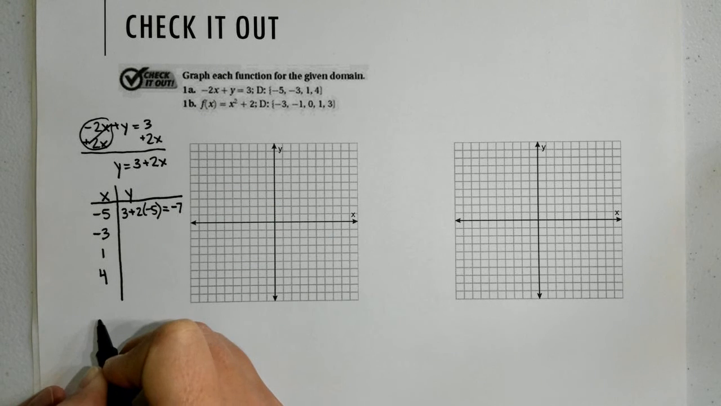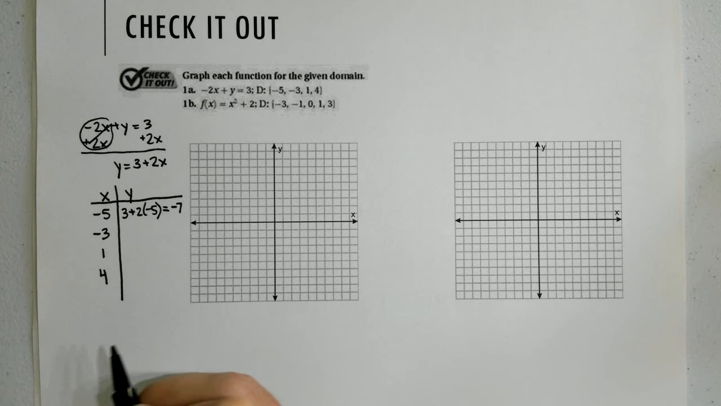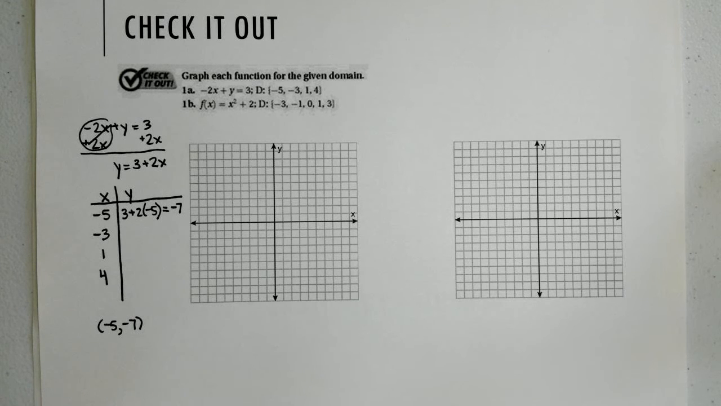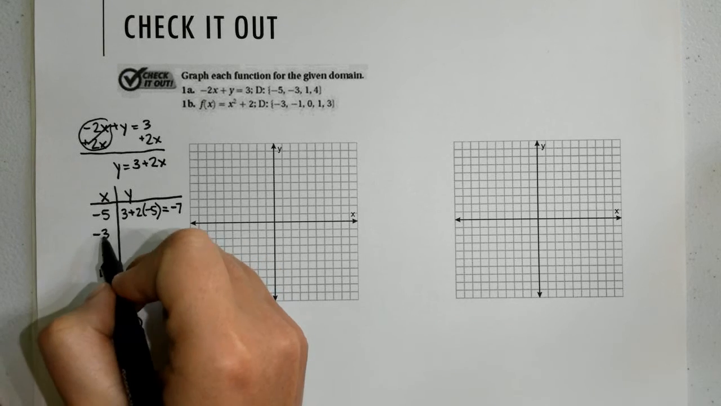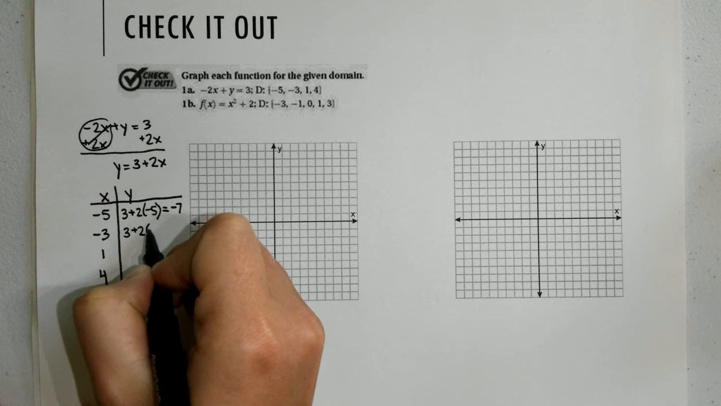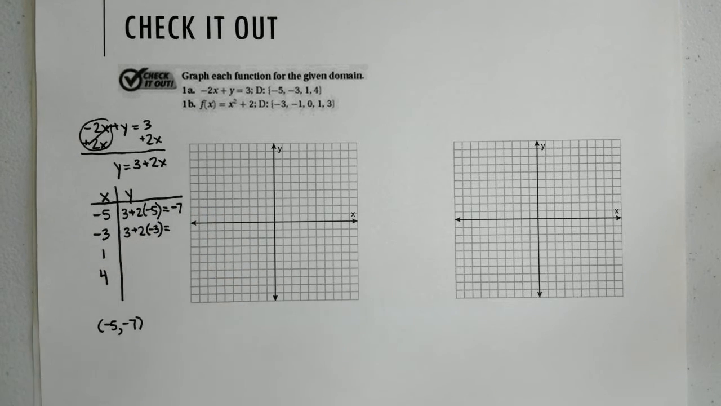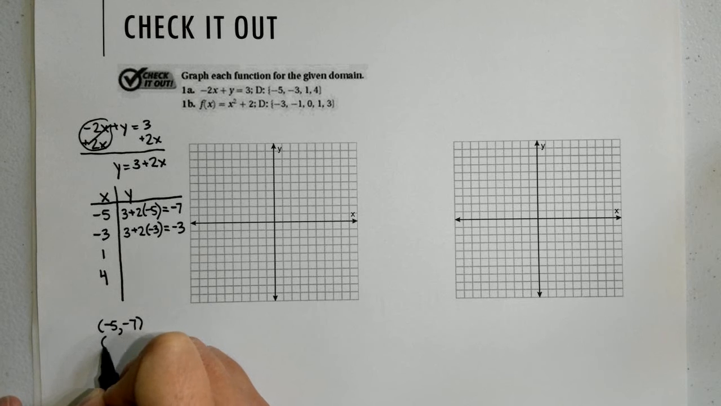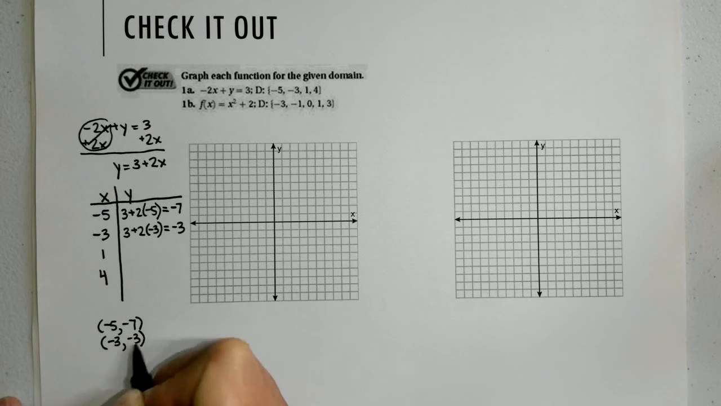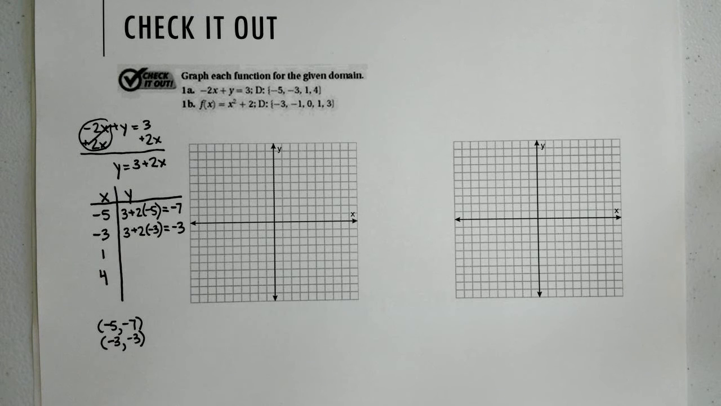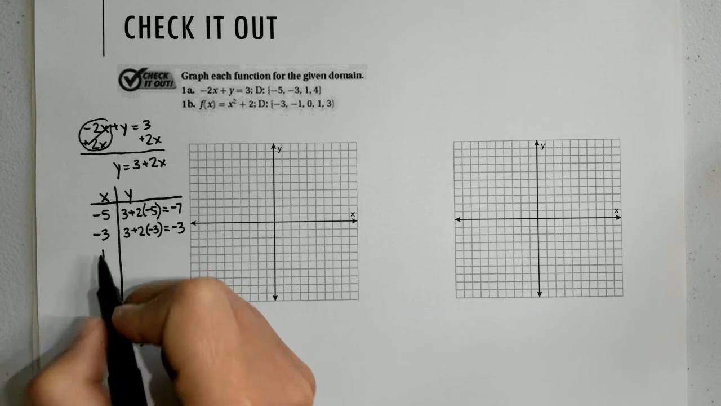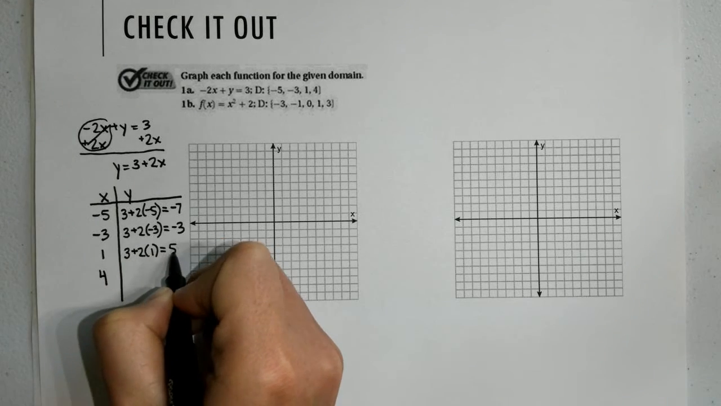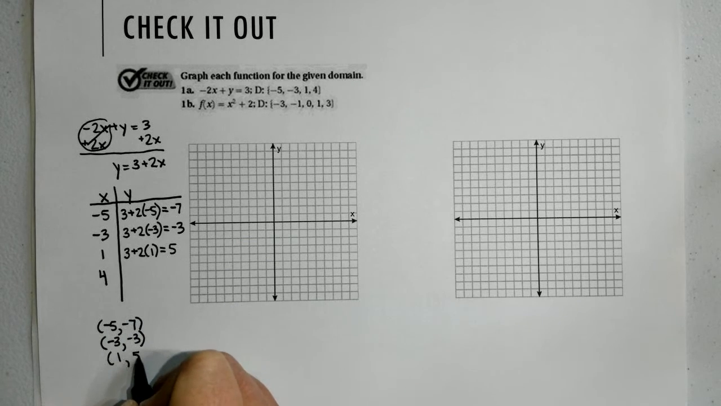So my first ordered pair, I'll just list them down here so they're easy to see, is going to be negative 5, negative 7. Okay. My second one, I'm going to have 3 plus 2 times negative 3. 2 times negative 3 gives us negative 6, plus 3 is going to give us negative 3. So our second ordered pair is negative 3, negative 3. Then we're going to have 1 in for x, so 3 plus 2 times 1. 2 times 1 is 2, plus 3 is 5. So our next one is going to be 1, 5.